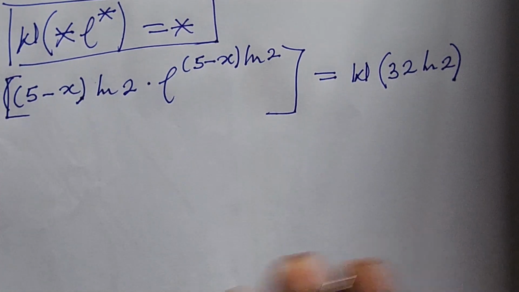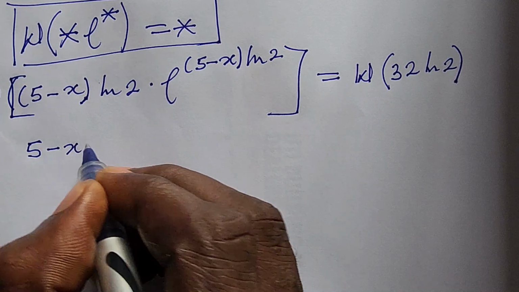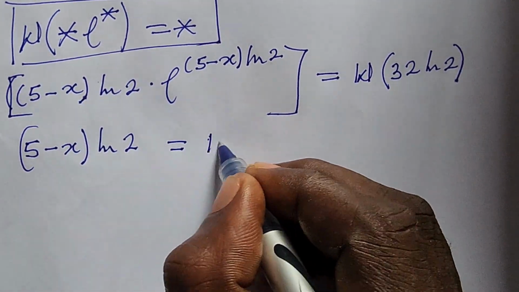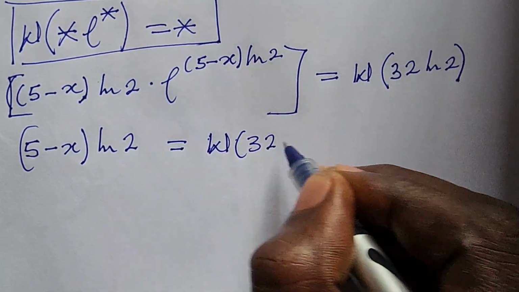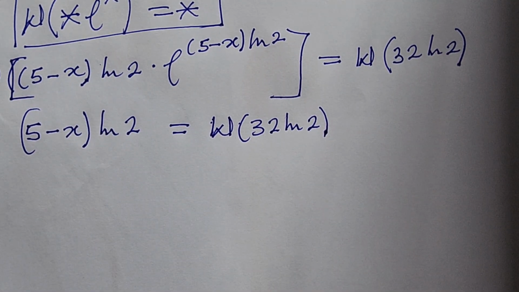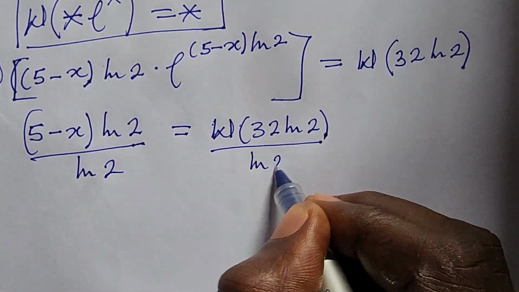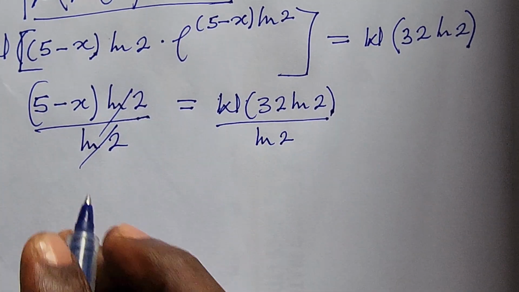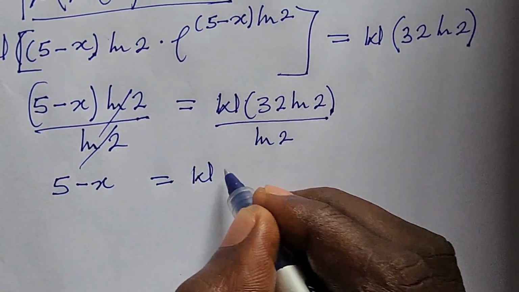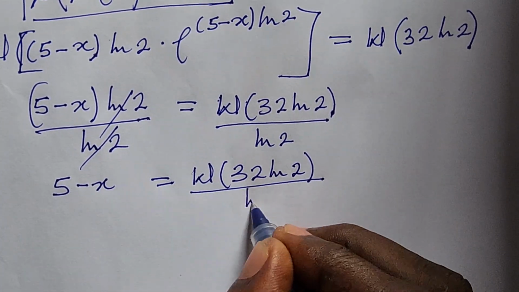So from here, everything here will now give us (5 - x) into ln of 2 equal to the Lambert W function of 32 ln of 2. So we can divide through by ln of 2 here now. If we divide here by ln of 2, we equally divide this out by ln of 2. So this leaves the system. So we are now left with 5 - x is equal to our product log of 32 ln of 2, all over ln of 2.